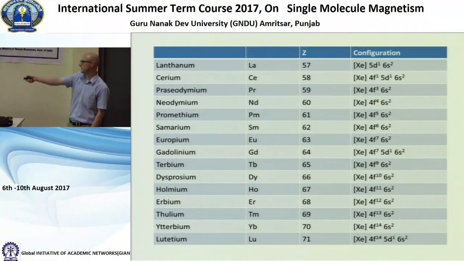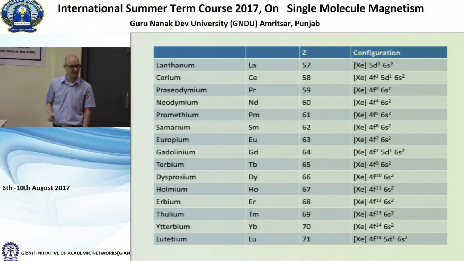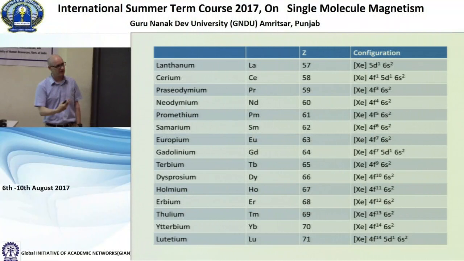Lanthanum, cerium, praseodymium, neodymium, promethium, samarium, europium, gadolinium, terbium, dysprosium, holmium, erbium, thulium, ytterbium, and lutetium. Okay, maybe slightly exotic sounding names, but nonetheless they are real, so please do try and learn.